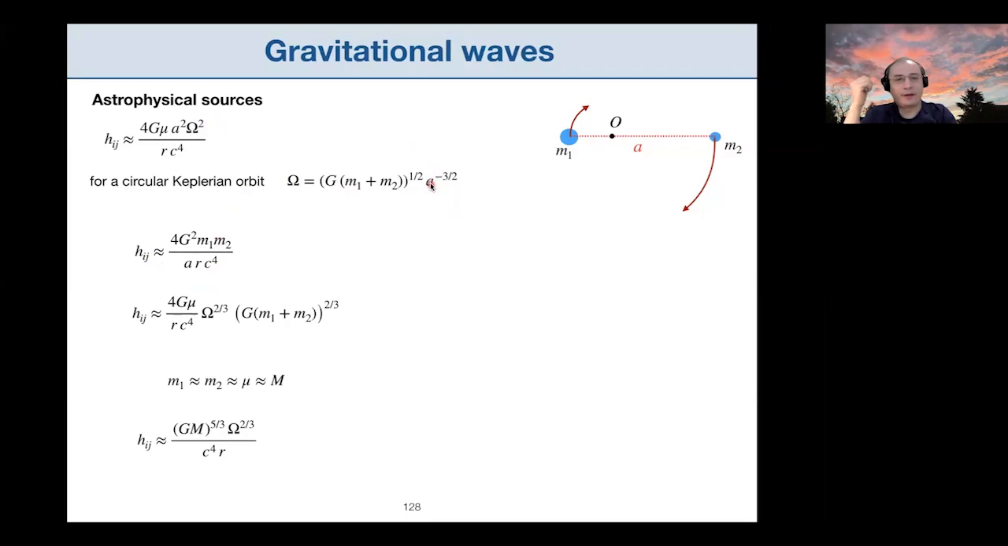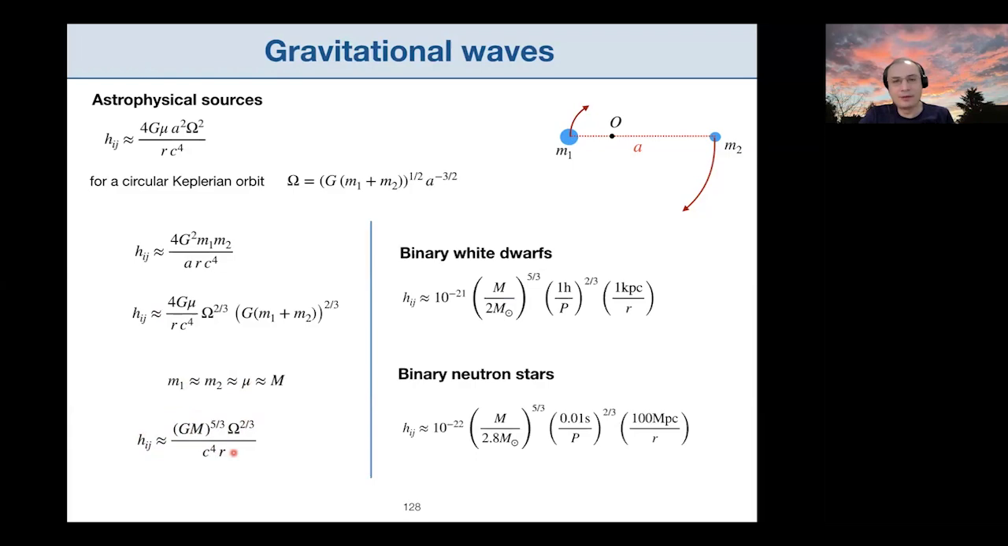In fact, people more often eliminate A in favor of omega, which produces a somewhat more complicated expression with stranger powers appearing. Now, I will assume that the masses of both of these constituents are comparable, equal to some kind of big M. And in that case, the reduced mass is, I think, M over 2, so it's also comparable to M. And the simplest estimate for h_ij is then G M to the power of 5/3, omega to the power of 2/3, divided by c to the fourth times R, which is the distance from the source.